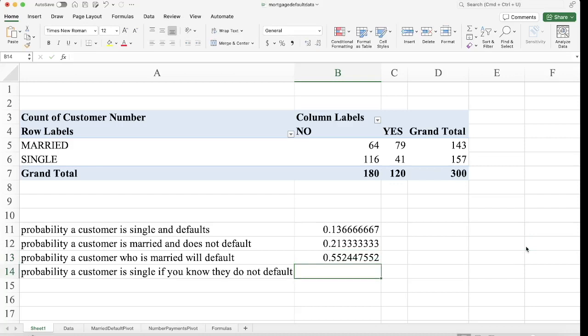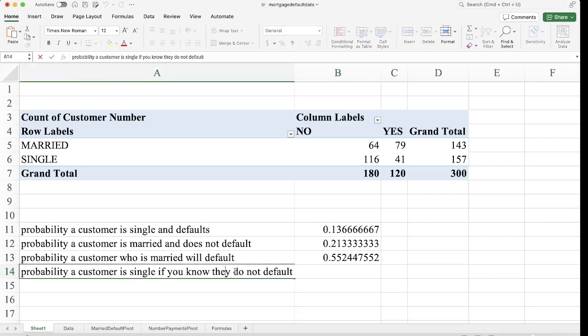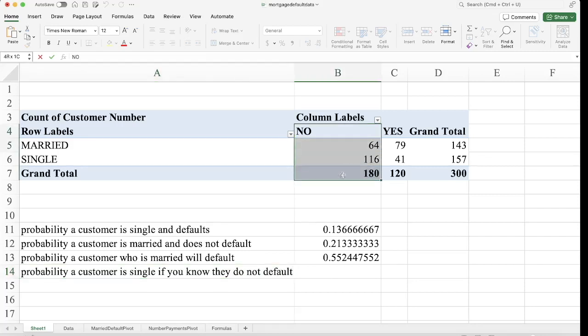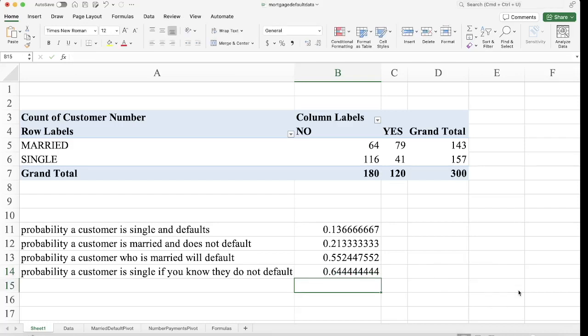If I wanted the probability that a customer is single if we know they do not default, what we're given is that they do not default. That means that we're in this category where they do not default. And in that category of 180 people, we want the probability that they're single. So this would be 116 over 180. That would be about 64%.